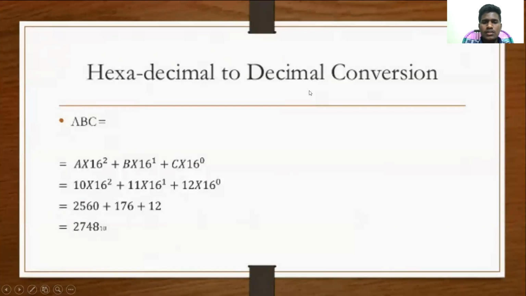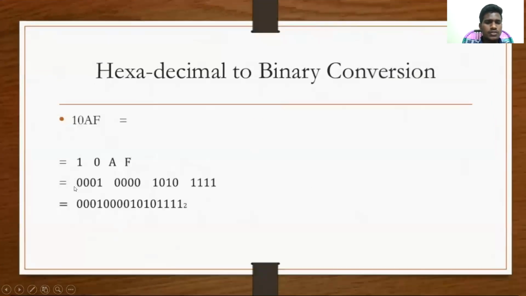Hexadecimal to decimal conversion. We are given A, B, C. Here C into 16 power 0, B into 16 power 1, A into 16 power 2. What is meant by C? In hexadecimal, C means 12, B means 11, A means 10. So 12 into 16 power 0, 11 into 16 power 1, 10 into 16 power 2. The sum of these values will give the decimal number with base 10.